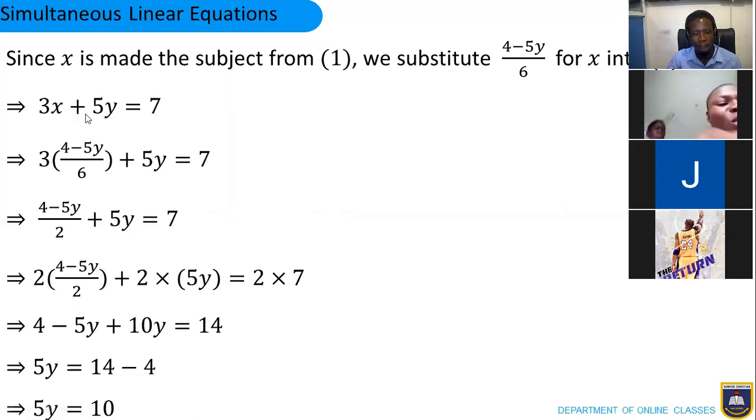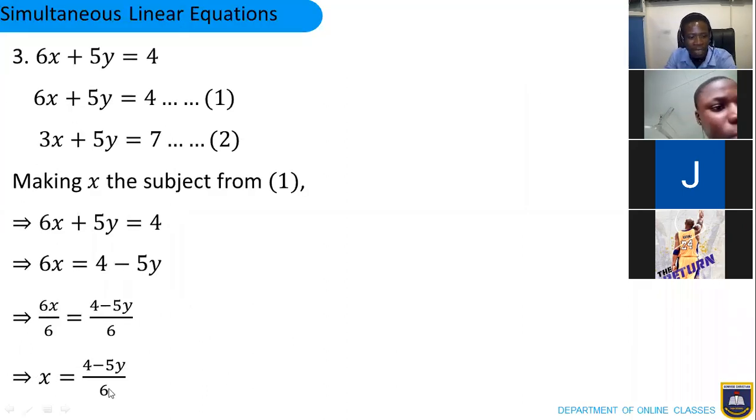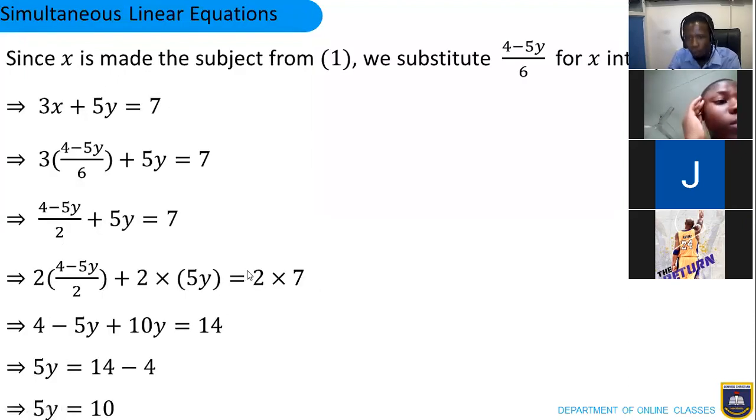Look at the equation at the top. The equation at the top is 3x plus 5y equals 7. And in the sentence, we say that substitute 4 minus 5y divided by 6 for x. That means whenever I see x, I will put what? 4 minus 5y divided by 6. Because previously, we said x is equal to 4 minus 5y divided by 6. So into equation 2, we are going to replace x with 4 minus 5y divided by 6. And am I okay?